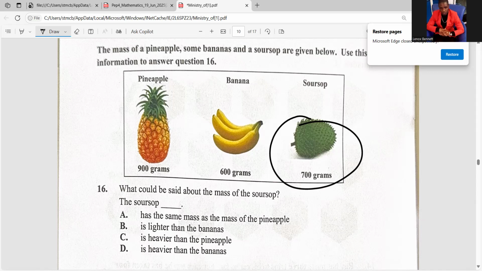The soursop has the same mass as the pineapple. That's not true. The soursop is lighter than the banana. That is not true. The soursop is heavier than the pineapple. No. The soursop is heavier than the bananas. That would be it. Yeah.